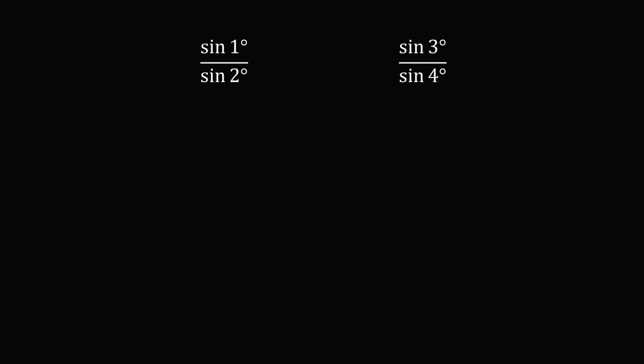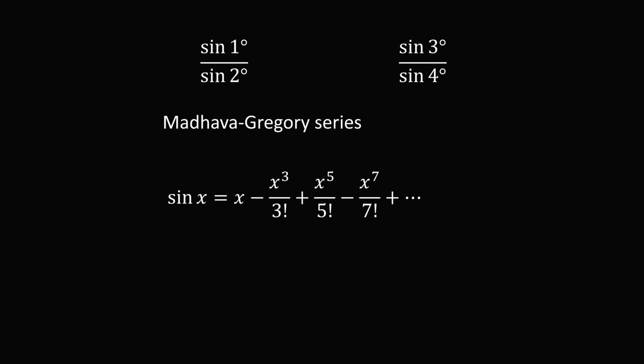But another method is to use the small angle approximation. So Madhava came up with this interesting series for sine hundreds of years before it was in Europe. Sine x is equal to x minus x cubed over 3 factorial plus x to the power of 5 over 5 factorial minus x to the power of 7 over 7 factorial, and so on. Now this is for x in radians.